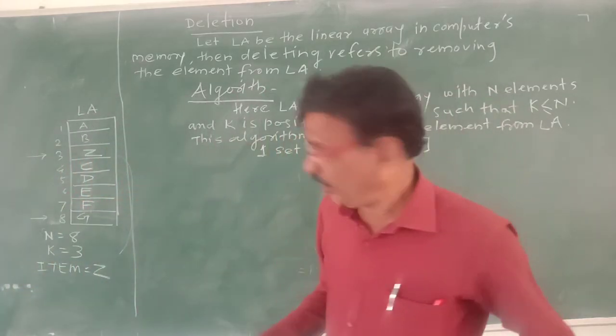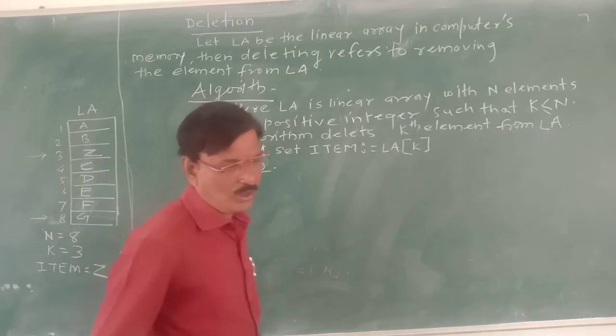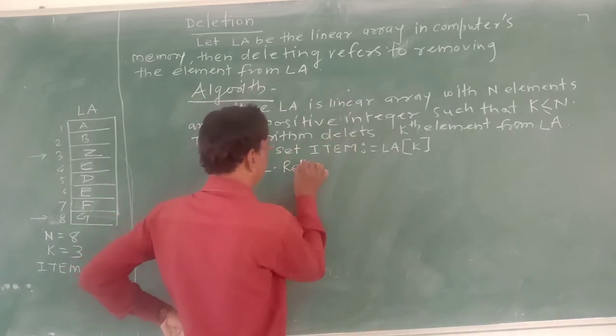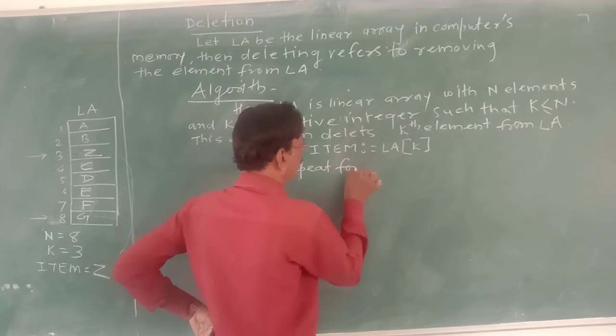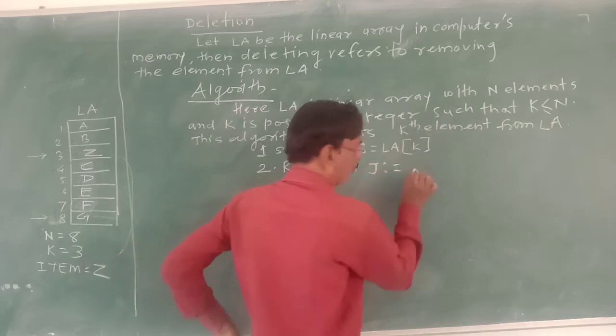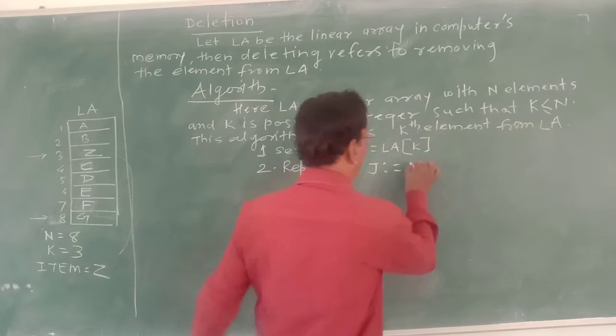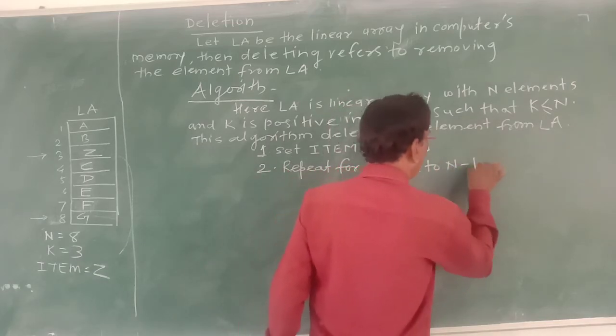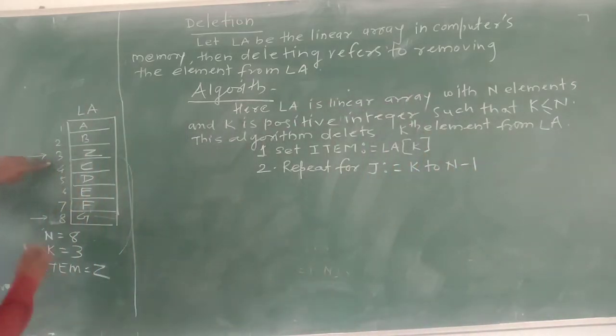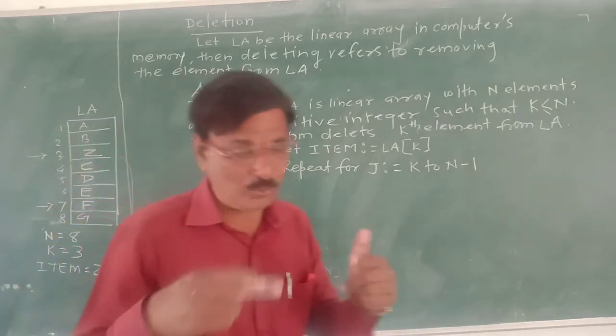That's why repeat for j is equal to k to n minus 1. Why k to n minus 1? K is 3, n minus 1 means 7. Why? Because the third element should take the fourth element, the fourth should take the fifth, the fifth the sixth, the sixth the seventh, and the seventh the eighth element. If you write n there, then 9 will become 8 plus 1 while writing the plus 1.